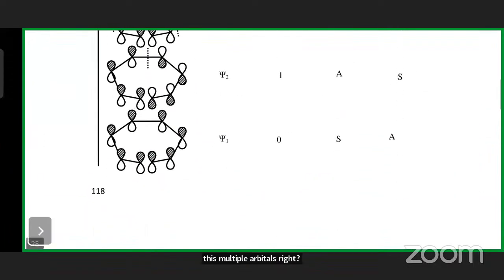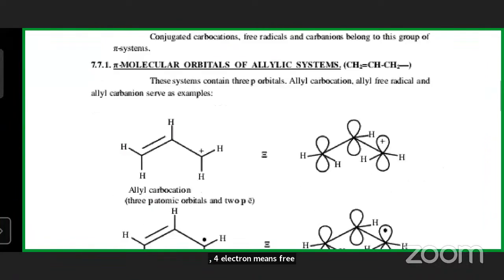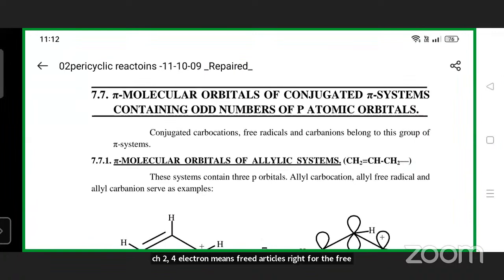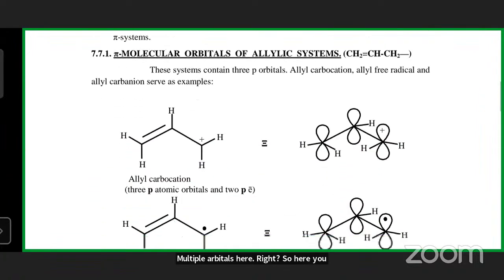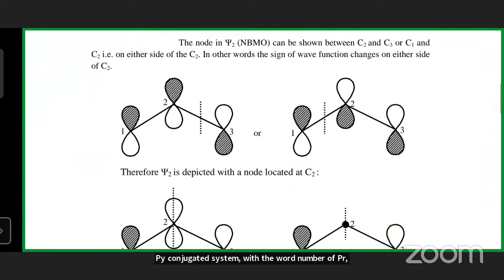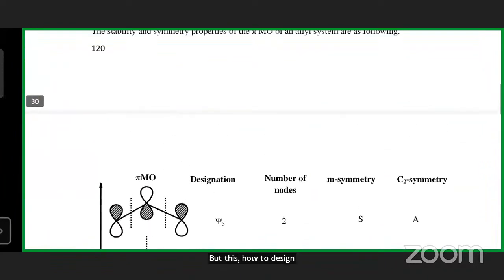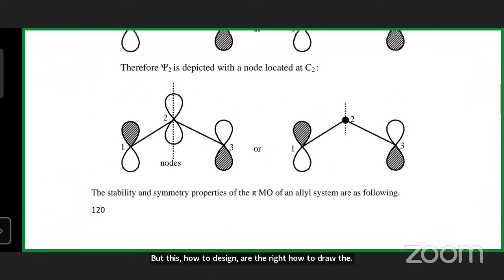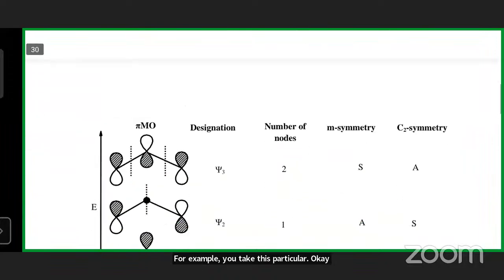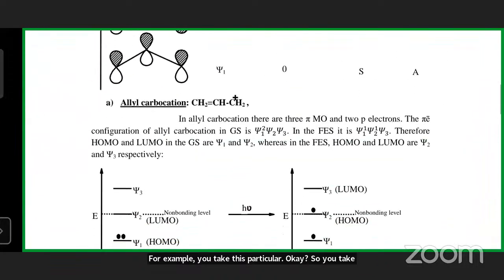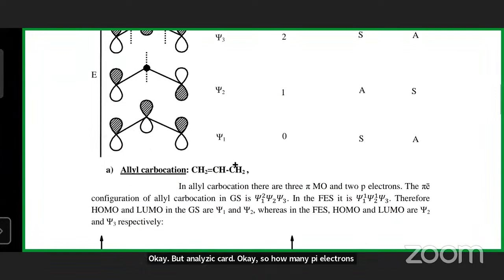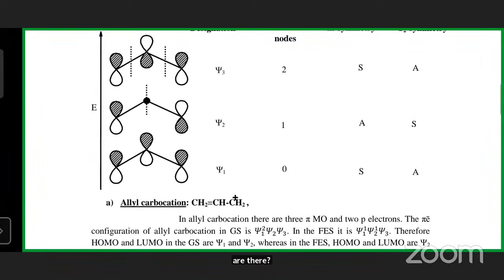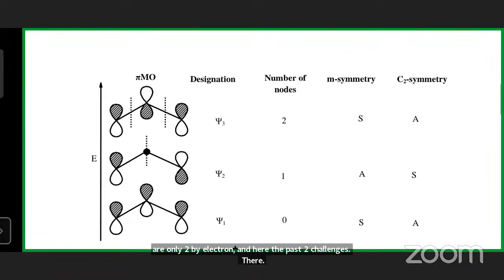And with the odd electron means free radicals, right? For the free radicals and for the carbocations and for the carbanions also, you can draw the molecular orbitals here, right? So here you see the pi conjugated system with the odd number of p orbitals here, right? So for this, how to draw the molecular orbital. For example, you take any carbocation or the carbanion or the free radical here. So allyl carbocation, for example, right? For allyl carbocation, how many pi electrons are there? There are only 2 pi electrons, and here the positive charge is there. So positive charge, you can draw like this here.